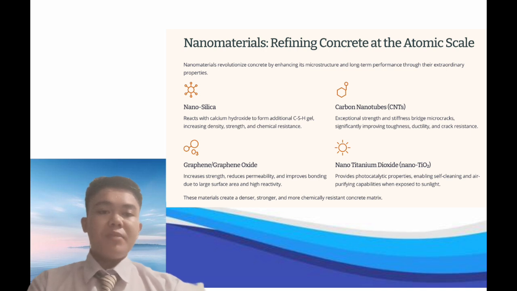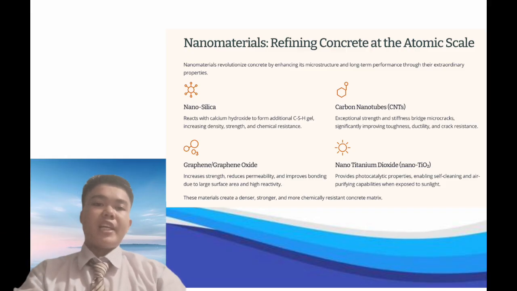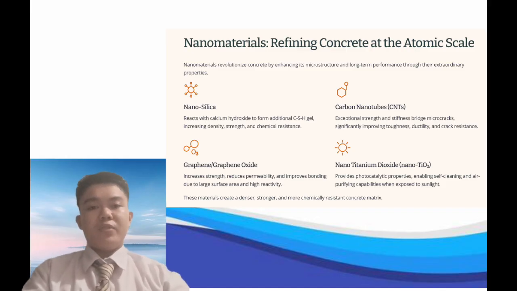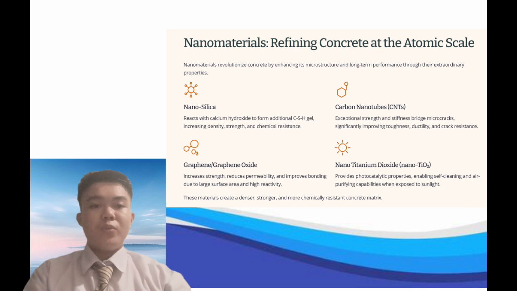Because of its extremely small particle size and high surface area, nanosilica is highly reactive. When it comes into contact with calcium hydroxide, it rapidly reacts to form additional CSH gel, the primary strength-giving base in concrete. This transformation is chemically important for several reasons. It consumes calcium hydroxide, reducing weak areas in the microstructure.